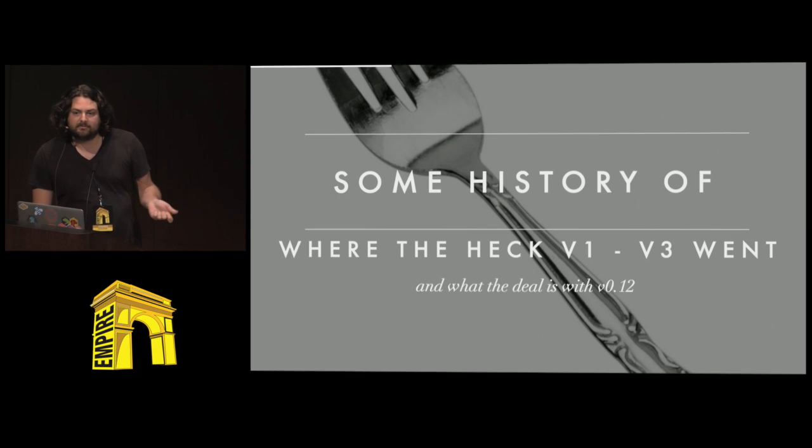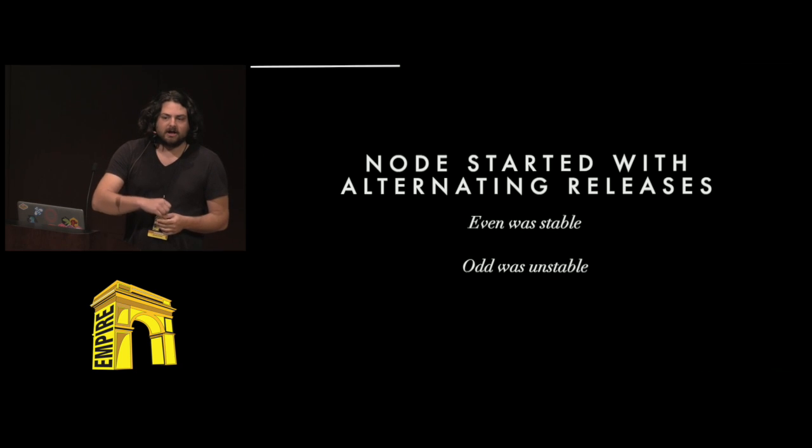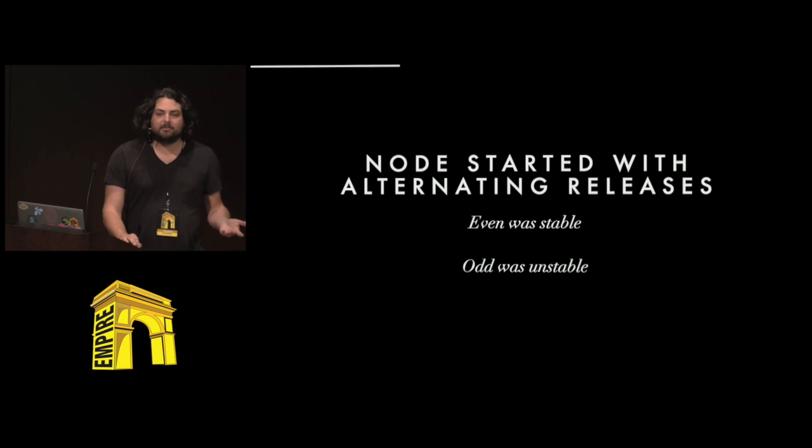And what's the deal with 12? So prior to V1, Node used an alternating release schedule. Every even release was considered stable, and every uneven release was unstable. Many of you may have been used to, like, if you wanted to run Koa, you had to use Node V0.11 because it had these harmony features enabled that weren't enabled in 0.10.